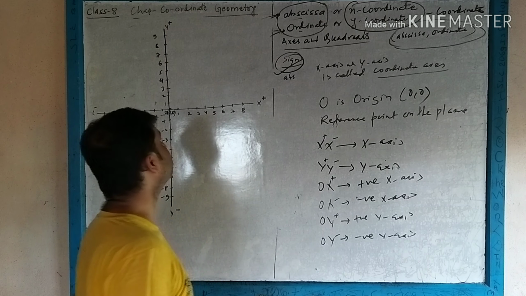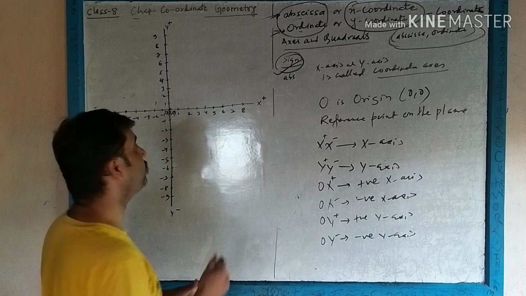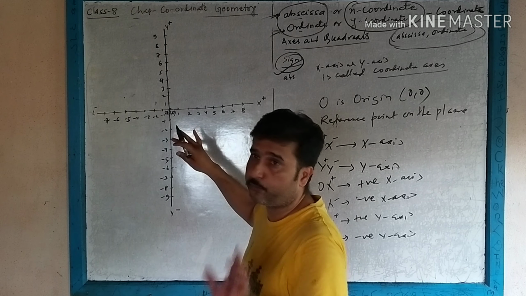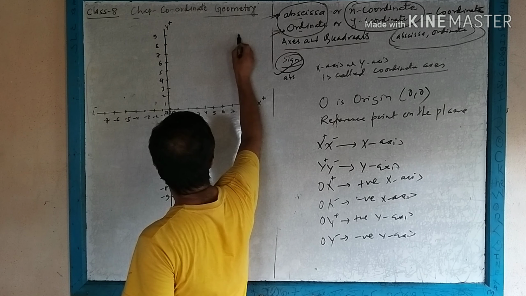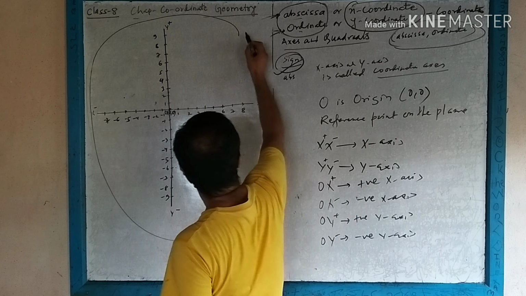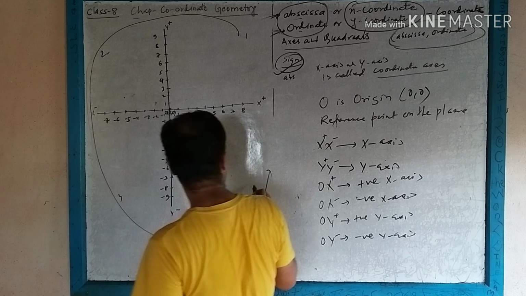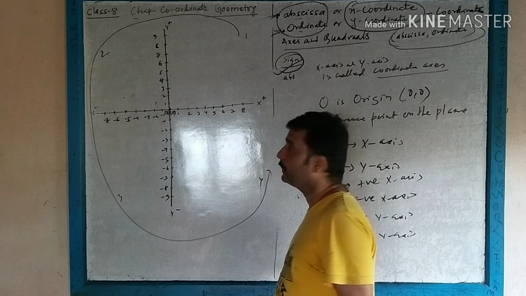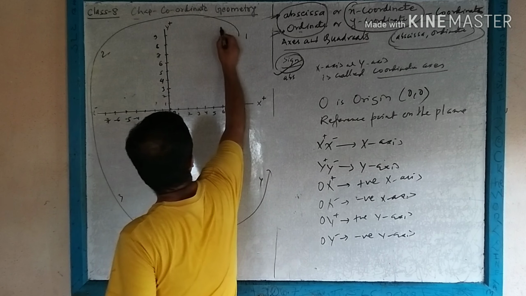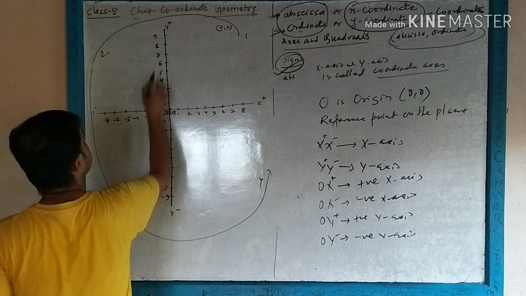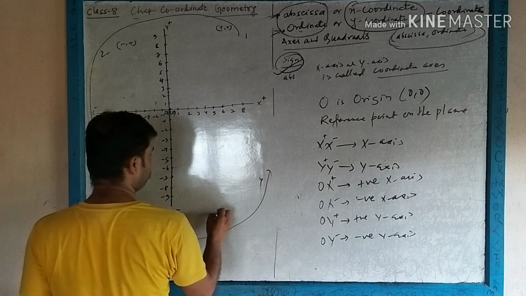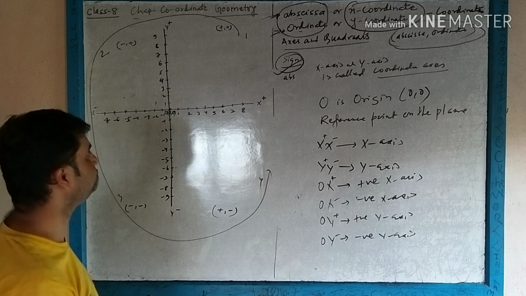Now as you know the sign, this is the first quadrant. This x-axis and y-axis divide the whole plane into 4 parts. This is first, second, third, and fourth quadrant. In the first quadrant the sign is plus, plus. Then this is minus, plus. This is minus, minus, and this is plus, minus.